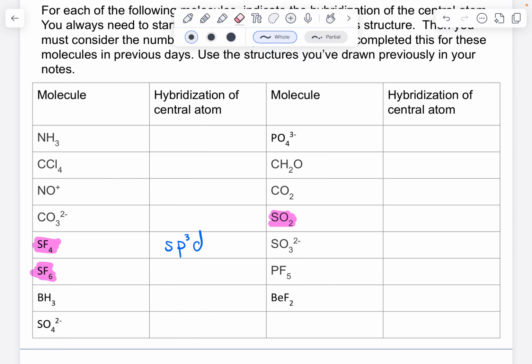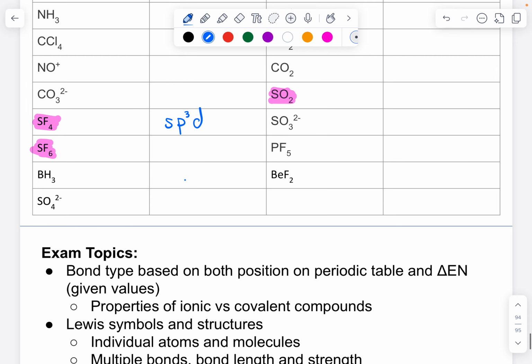Okay, SF6 was like this. Fluorines all around. All those lone pairs. Remember, we only care about the central atom when we're talking about shape and hybridization and all of that. 1, 2, 3, 4, 5, 6 regions. So I need 1, 2, 3, 4, 5, 6. sp3d2.